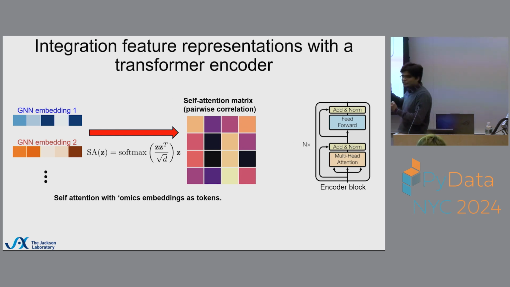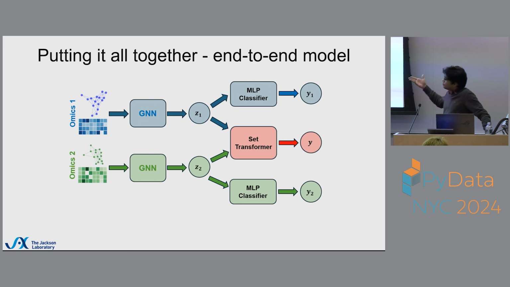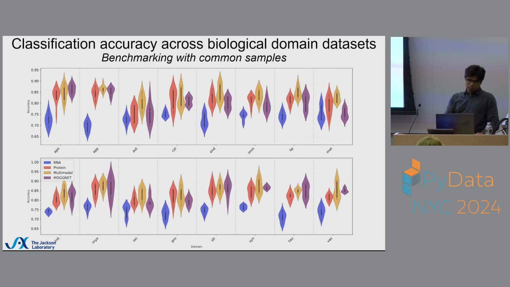Self-attention relies on dynamically computing these pairwise correlations by design, and so it's a very useful model for integrating information from heterogeneous sources. So end to end, that's what the model looks like. You take data from different modalities, pass them through GNNs, get some features, pool them all together through a set transformer. That's it.